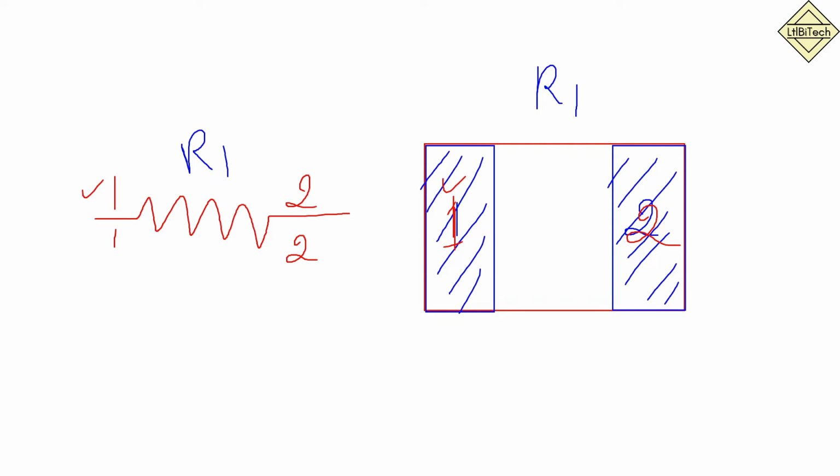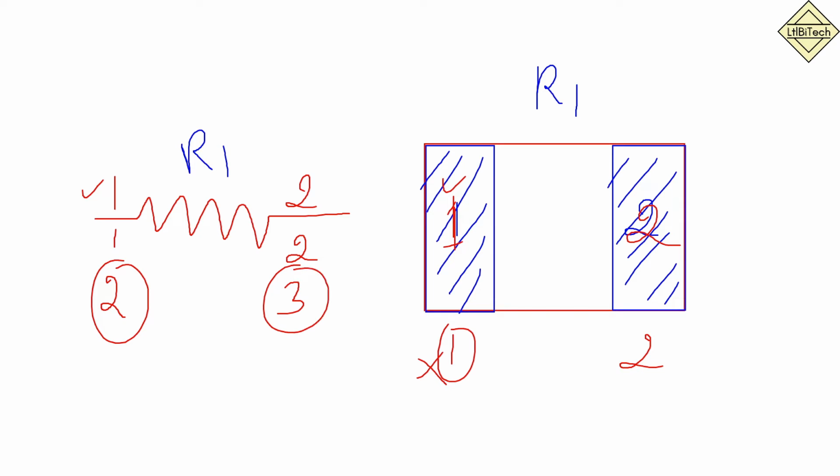Sometimes what happens while creating a symbol, by mistake we may give pin numbers 2 and 3. It is just a human error. Then the pads will be 1 and 2 in the footprint, so those will never match. The first pin is not going to match here, and the second pin number and pad number will not match either. So this component will not be allowed to be placed on the PCB. The switching will happen, but placement on the PCB board will not happen. So pin to pad mapping is very important.